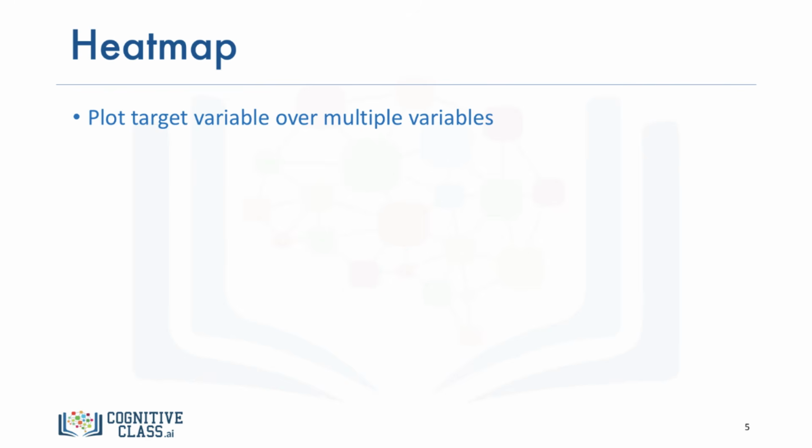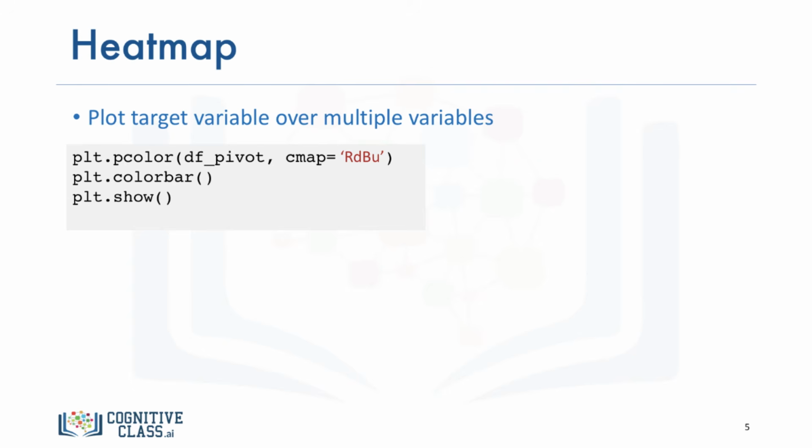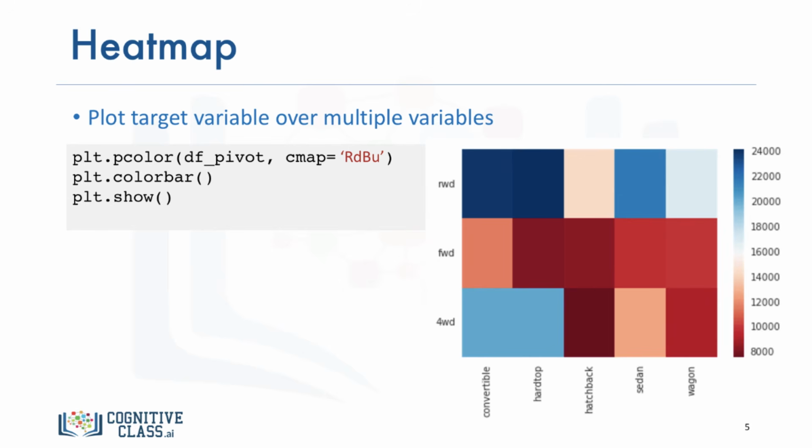In this example, we use PyPlot's pcolor method to plot a heat map and convert the previous pivot table into a graphical form. We specified the red-blue color scheme. In the output plot, each type of body style is numbered along the x-axis, and each type of drive wheels is numbered along the y-axis. The average prices are plotted with varying colors based on their values, according to the color bar. We see that the top section of the heat map seems to have higher prices than the bottom section.